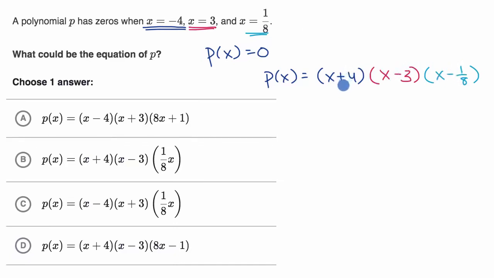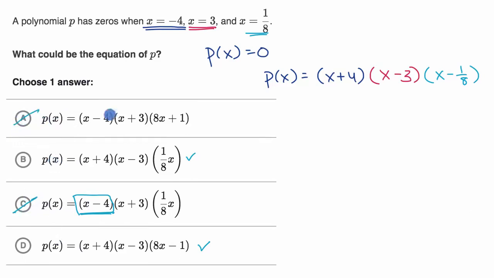So which of these choices look like that? Let's see. X plus 4, I actually see that in choice B, and I see that in choice D. Choice C has x minus 4 there, so that would have a 0 at x equals 4. If x equals 4, this first part of the expression would be equal to 0, but we care about that happening when x is equal to -4. So I would rule out C, and for the same reason I would rule out A. So we're between B and D.